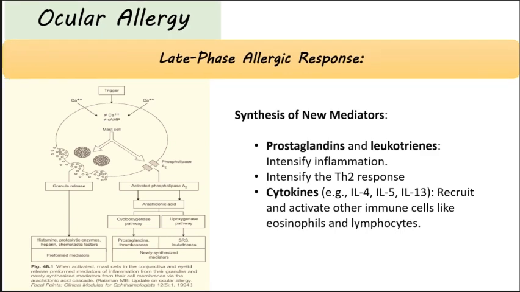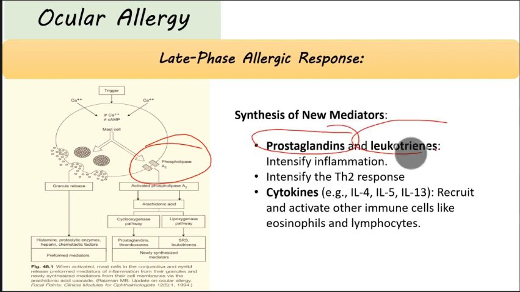I told you that the intracellular cascade, which leads to increase in the calcium and microtubule assembly, is also causing the activation of phospholipase A2, and this leads to the production of prostaglandins and leukotrienes. Now, activation also stimulates the production of new inflammatory molecules. These molecules, whether it is prostaglandins or leukotrienes, ultimately are going to intensify the inflammation, and they also intensify what is known as the T helper cells 2 response.